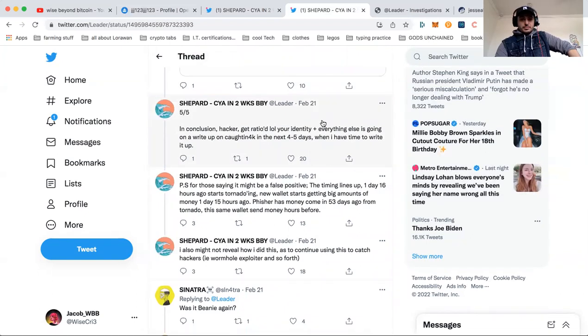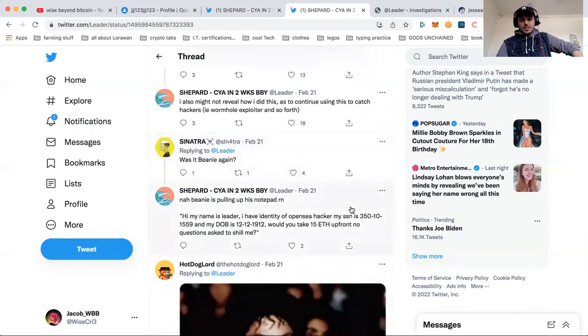So in conclusion, the hacker got ratioed. Rip. Sorry. And for those of you saying it might be a false positive, the timing lines up: 1 day and 16 hours ago. The new wallet starts getting big amounts of money 1 day and 15 hours ago. The Fisher has money come in 53 days from the tornadoing of the same wallet, sending money hours before.